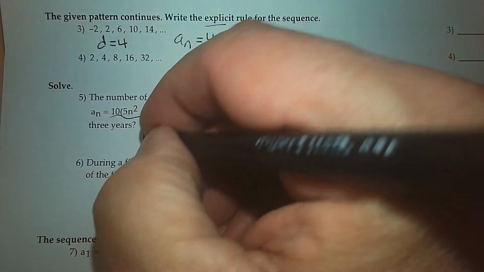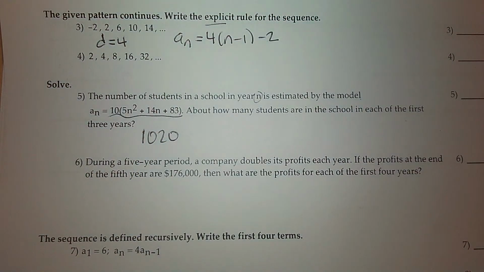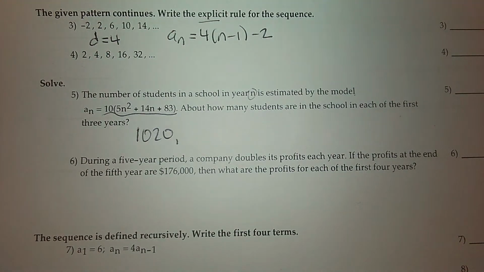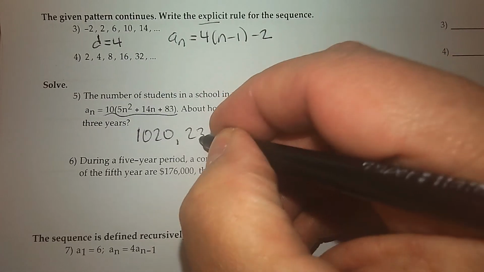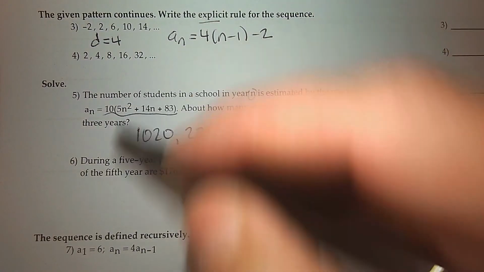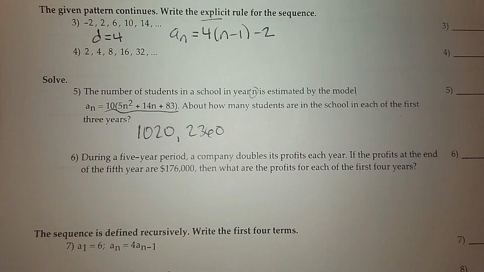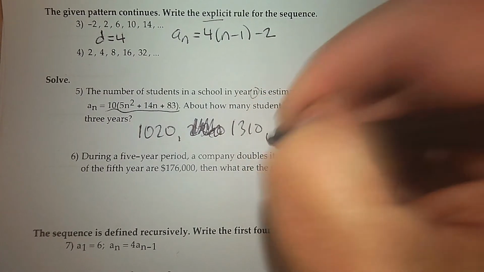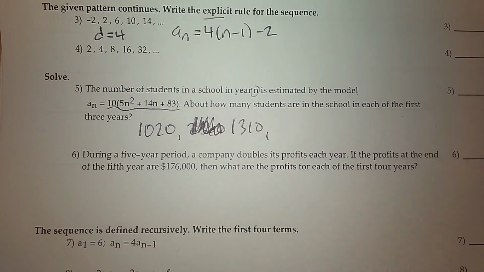So if I use a calculator and plug in 1, let's see what answer I get. I get 1,020. If I plug in 2, let's see what I get. I get 2,360. Did I do that right? If I didn't do that right. Here, plug in 2. I get 20 plus 28 plus 83. I get 1,310. Plug in one more time. So plug in 3. And I get 1,700.